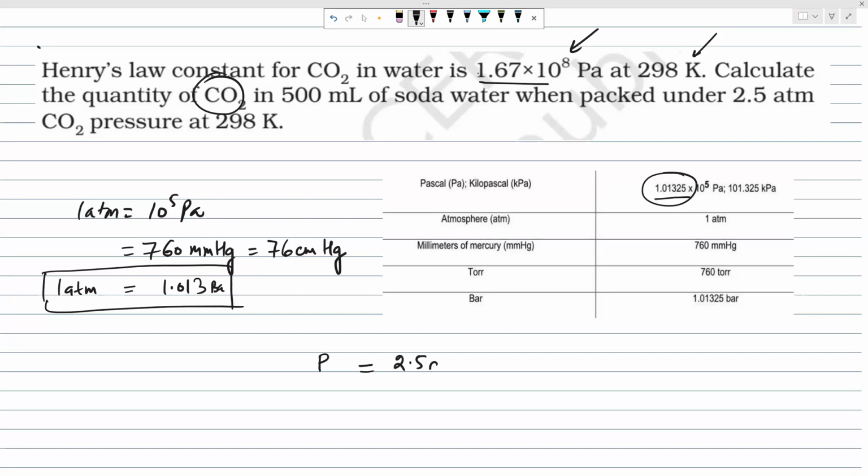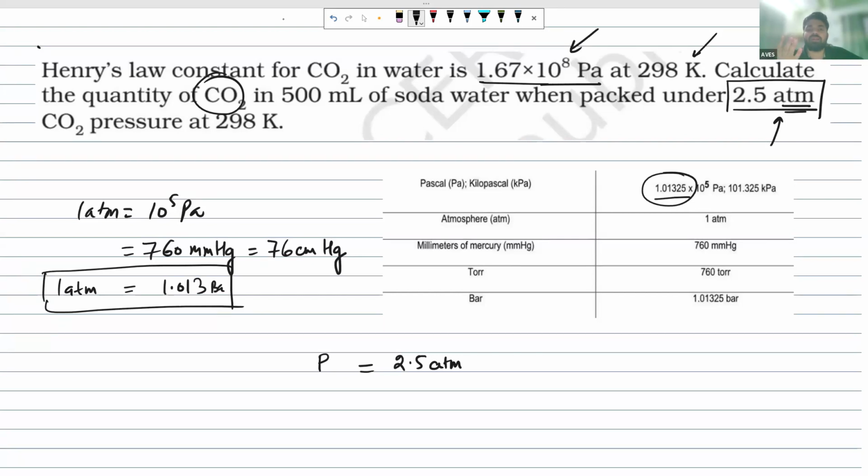Always write the units. If it is given in atmosphere, write in ATM. If it is given in pascals, write in pascals. But here, one thing you need to concentrate on: the Henry's constant is given in pascal, and this pressure is given in atmosphere. So you can either convert this one into atmosphere or convert this one into pascal. But you cannot use one pressure in pascal and another pressure in atmosphere in the same question. They must be in the same unit.